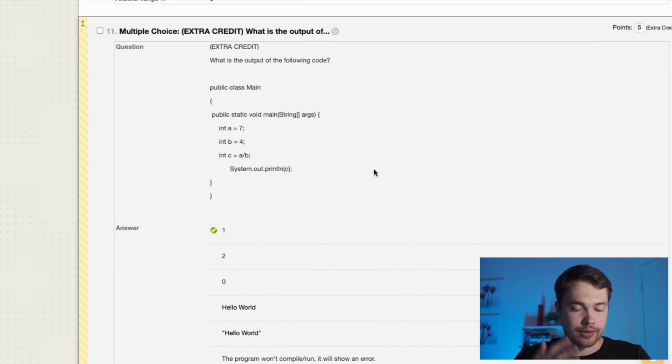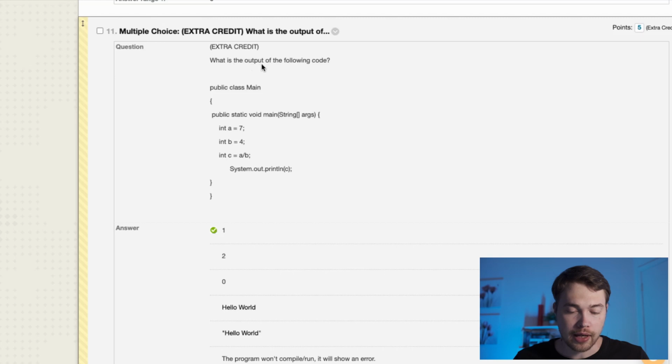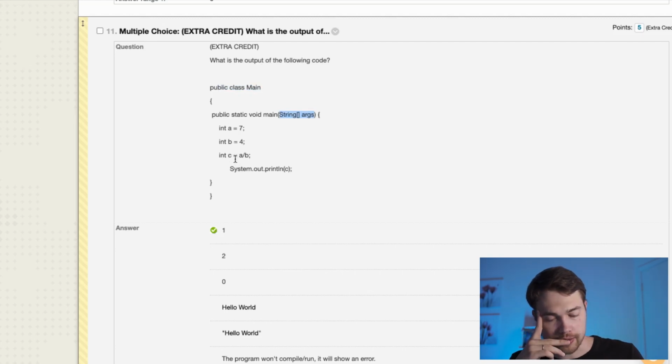Extra credit question. Extra credit is a section, of course, where I put more difficult questions, but it's extra credit at the same time. Okay, what is the output of the following code? Public class Main, public static void main, String args. Okay, int a is equal to 7, int b is equal to 4, int c is equal to a over b, System.out.println c.